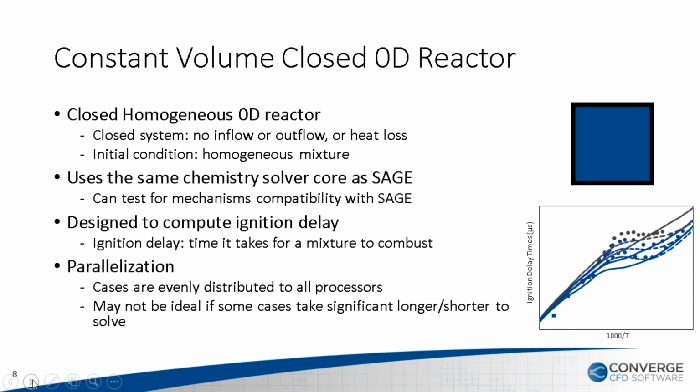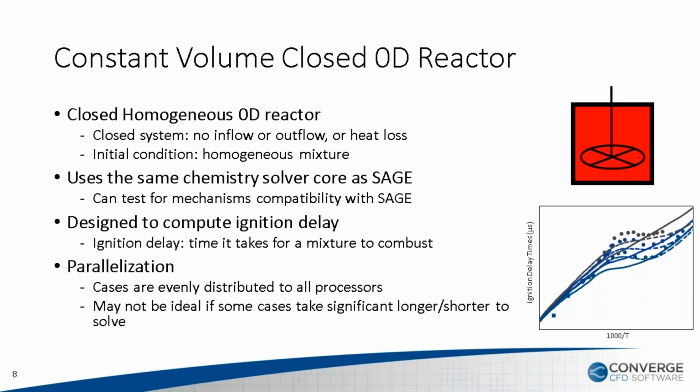The first reactor we'll go over is the constant volume closed 0D reactor. This is probably the simplest reactor one could come up with that is chemically reactive. It's closed and homogeneous. That's why it's 0D, because the mixture is not spatially distributed, and it's closed. There's no inflow or outflow, the volume doesn't change, and there's no heat loss. To use this reactor, you give it an initial condition, which is a homogeneous mixture, and if there's reaction, there will be reaction in this closed box.